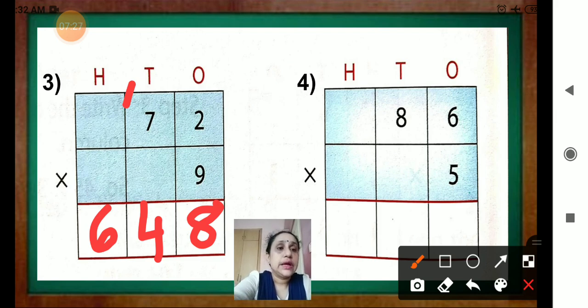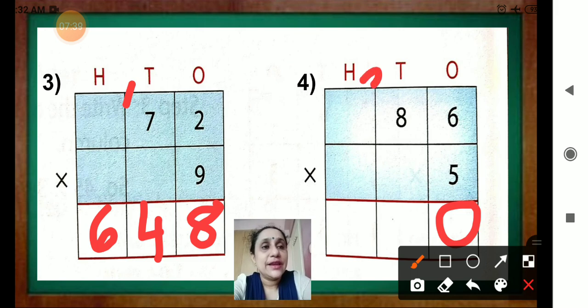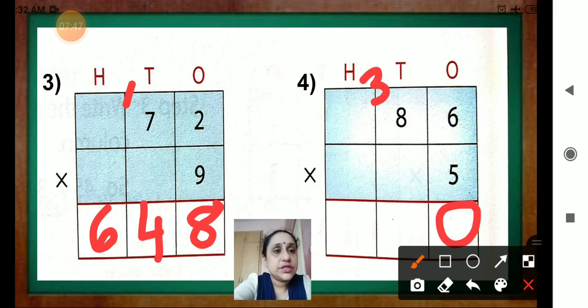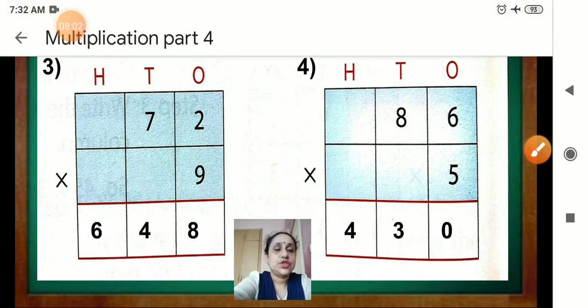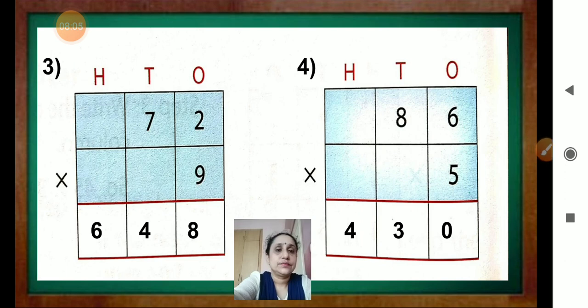Now question 4. 86 multiplied by 5. 6 fives are how much? 30. So write 0 here and write 3 over here. Okay. Now 5 eights are 40. 40 plus 3, 43. So write 43 here. Okay. Now check your answer. Finished?